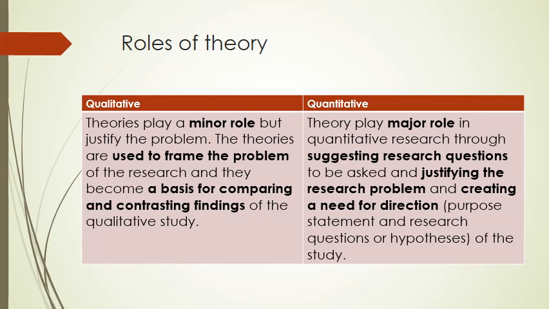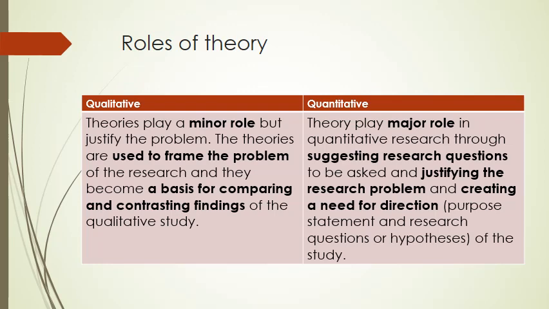Then it can be said that in qualitative research, the theory is also used at the end of the research. In qualitative research, we start from data, we start from reality, we start from the thing that we have, and then we contrast it with the existing theories, and we create a new theory. But in the quantitative method, the theory plays a major role.